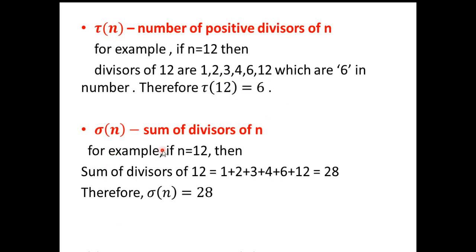And what is sigma n for n is equal to 12? This is the sum of the divisors. So you can add all these numbers and we get 28. So the value of sigma 12 is 28.